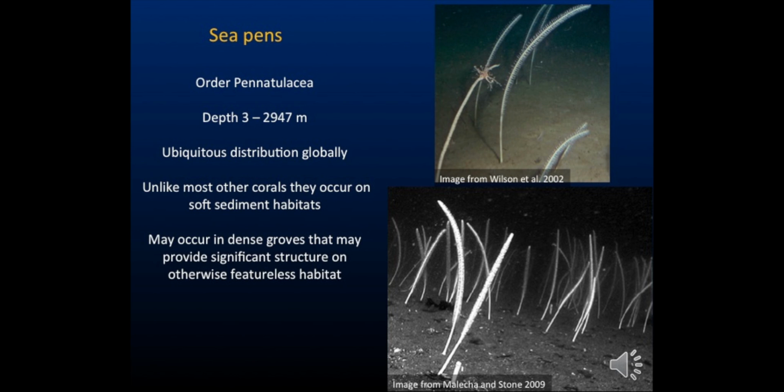Sea pens and sea whips are octocorals, like the soft corals and gorgonians, but unlike most other corals which need hard substrates, the pennatulids are found in soft sediment habitats. Some sea whips, such as the ones pictured here, form dense groves that create structure on otherwise featureless habitat and can provide shelter for other fauna. Sea pens and their relatives are very susceptible to bottom trawling, as they live in flat, soft substrate that is readily accessible to fishing gear.